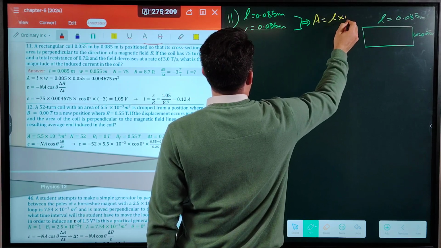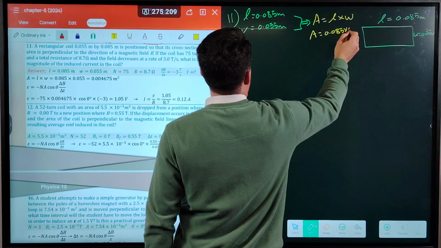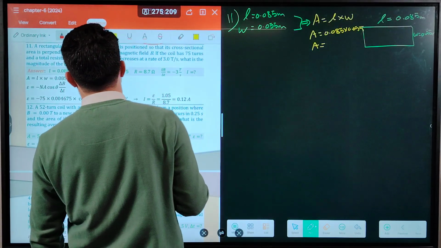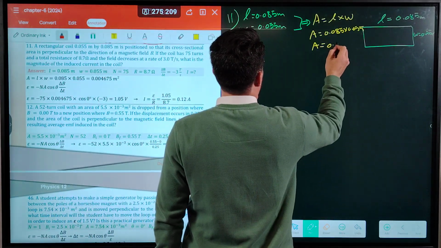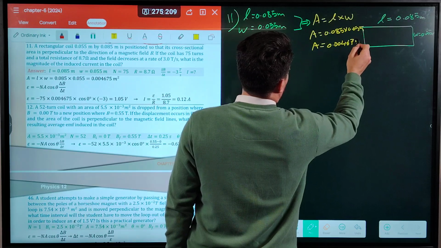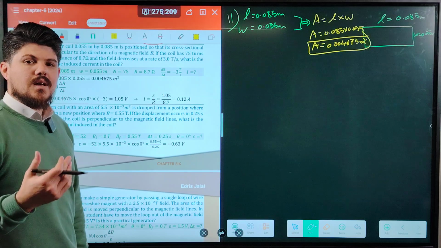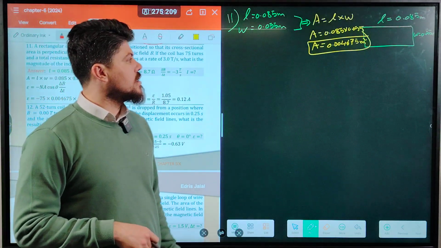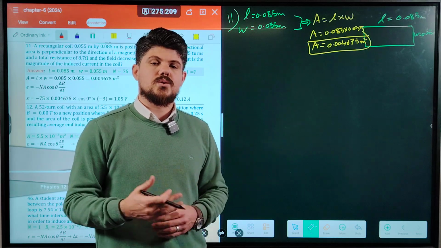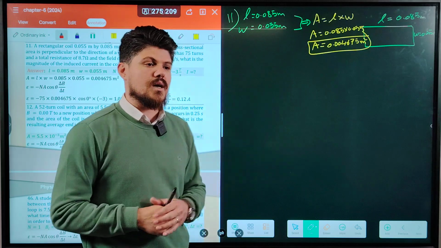Area of rectangle is equal to length times width. 0.085 times 0.055. Area is equal to what? 0.004675 meter squared. Now, do we have area? Yes, we have area. Okay. If the length and the width are given for the coil, you have to use the length and the width in order to find the area of the rectangle. The area of the rectangle is equal to length times width.